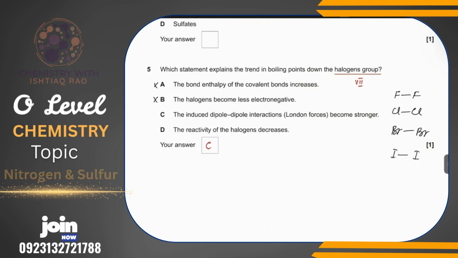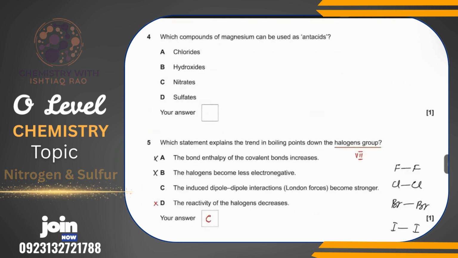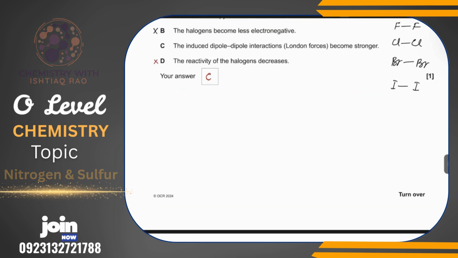D is also wrong because melting and boiling point is not related to reactivity. Melting and boiling point is something else. Okay, so option C is correct.